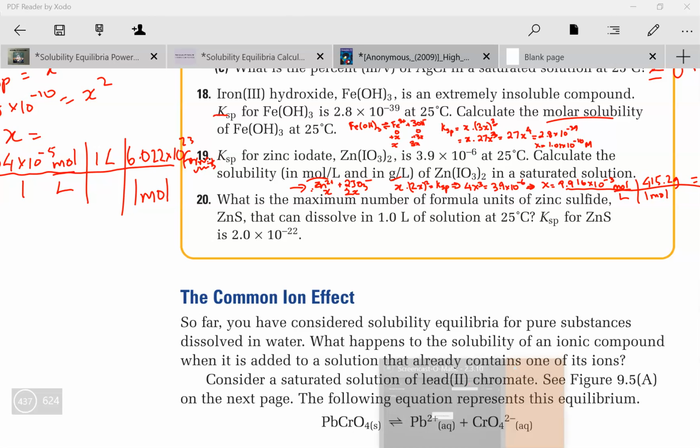Okay, so we are going to continue. I don't know why that was popped.